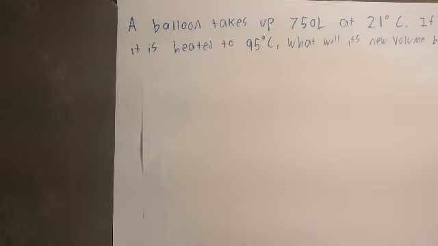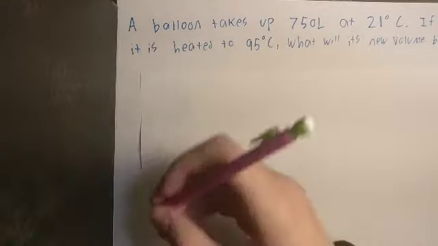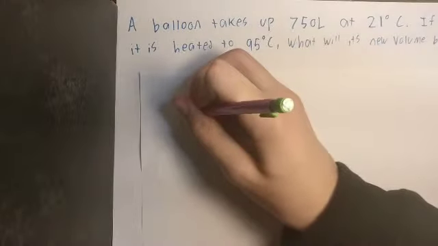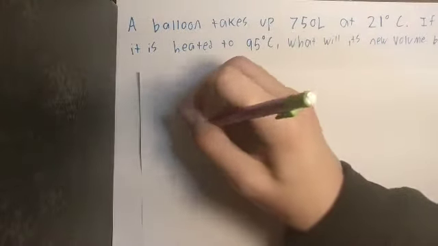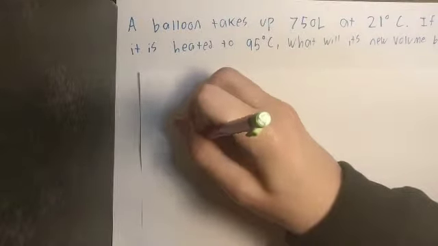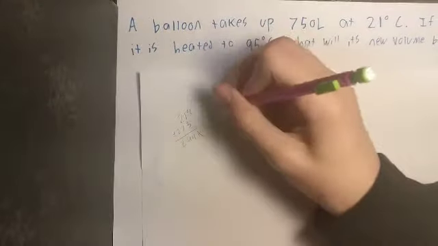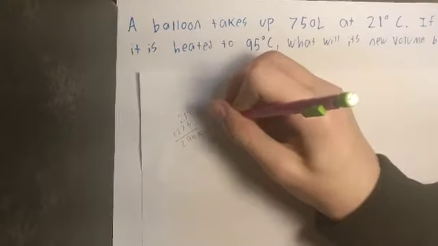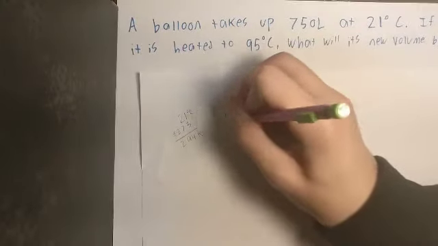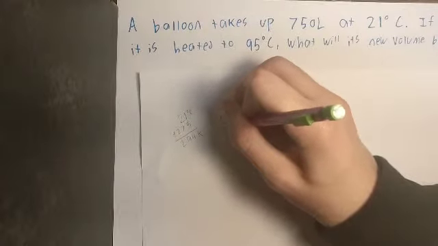So, to start this question, we're going to need to convert Celsius into Kelvin. We do this by simply adding 273 to each of them. So we have 21 degrees Celsius plus 273 equals 294 Kelvin. And we have 95 degrees Celsius plus 273 equals 368 Kelvin.